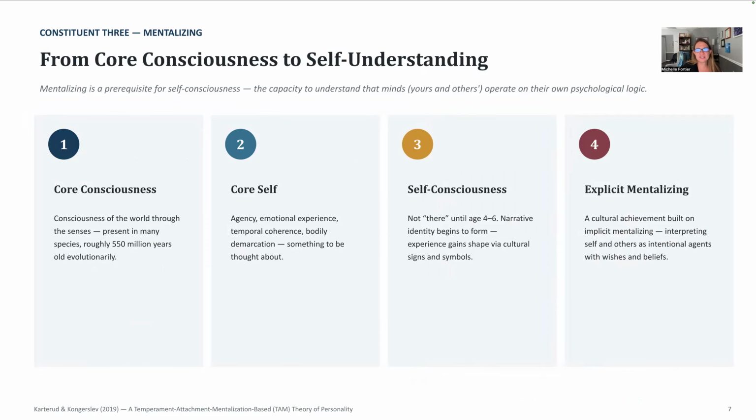From core consciousness to self-understanding. Mentalizing, and this is constituent 3, is the ability to mentalize. Mentalizing is a prerequisite for self-consciousness, the capacity to understand that minds, yours and others, operate on their own psychological logic. So young children, and sometimes people with personality disorders, have a really difficult time understanding that I have a different way of thinking and feeling.